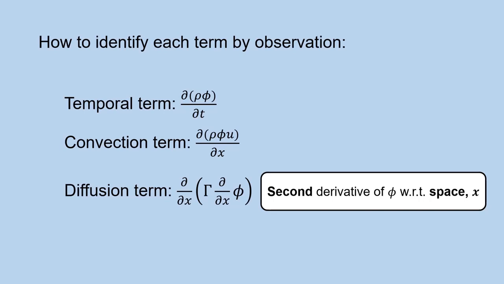It may not be obvious that this is a second derivative with respect to space, but we can simply see that from the symbols of the derivative operator. Let's count. 1, 2. And so this is a second derivative with respect to space. Any other terms can be lumped together as the source term.